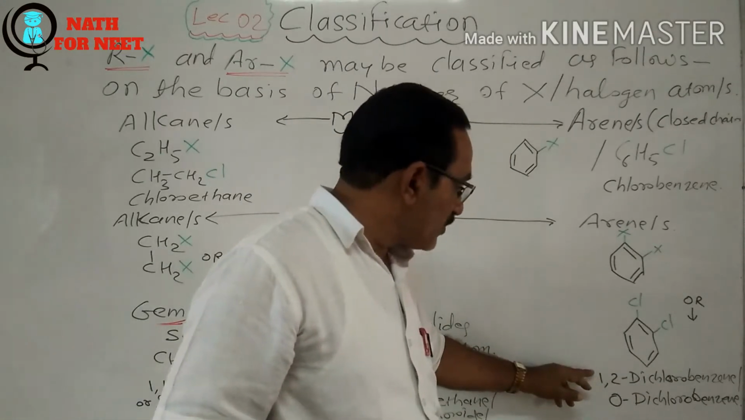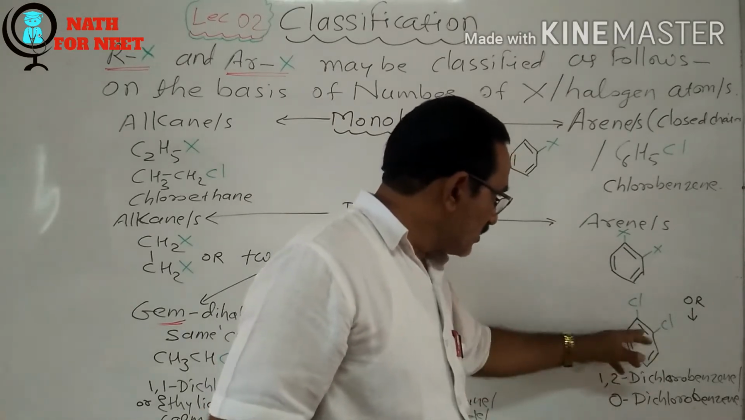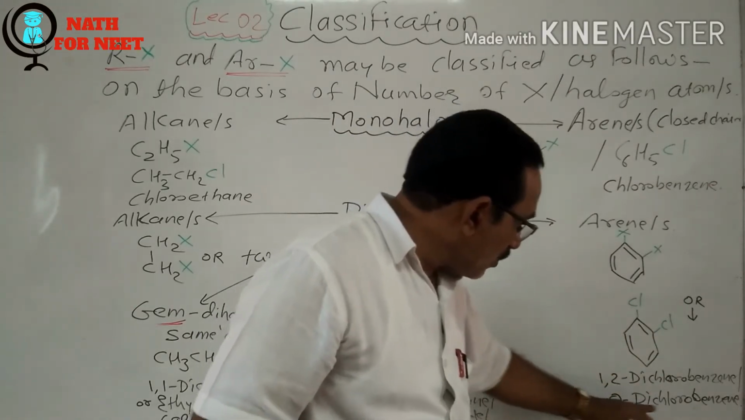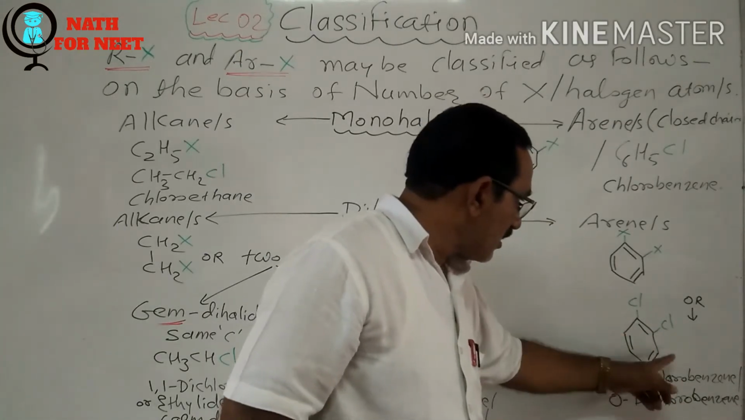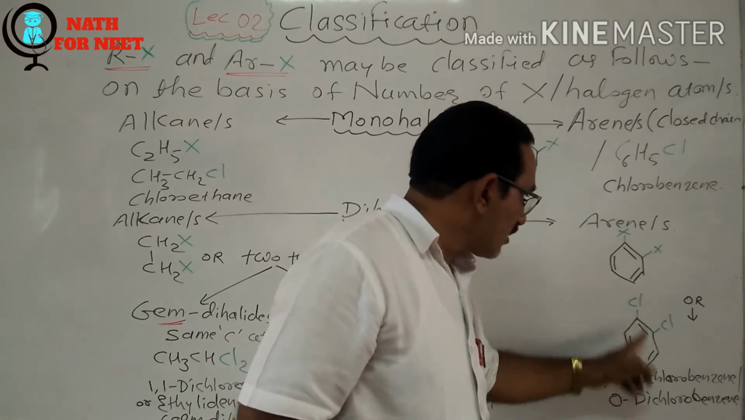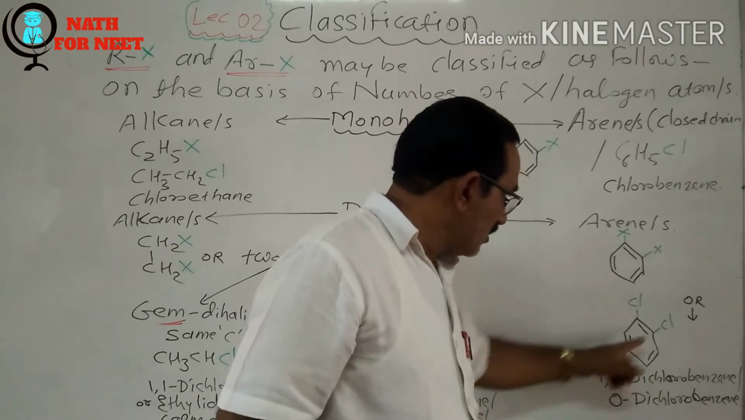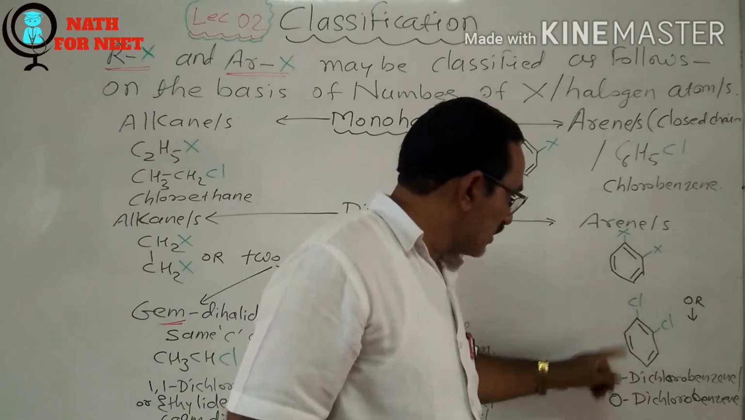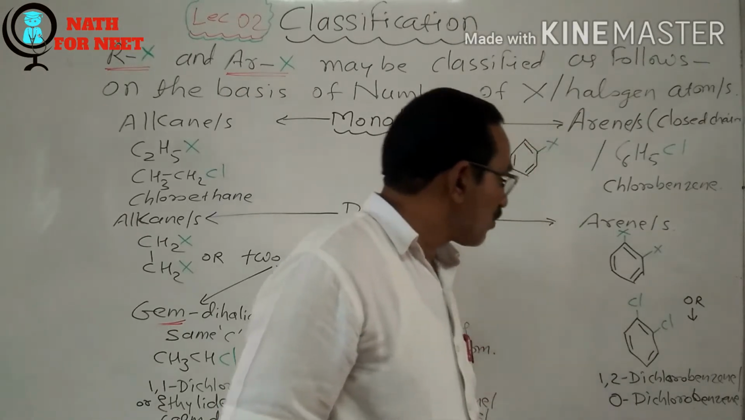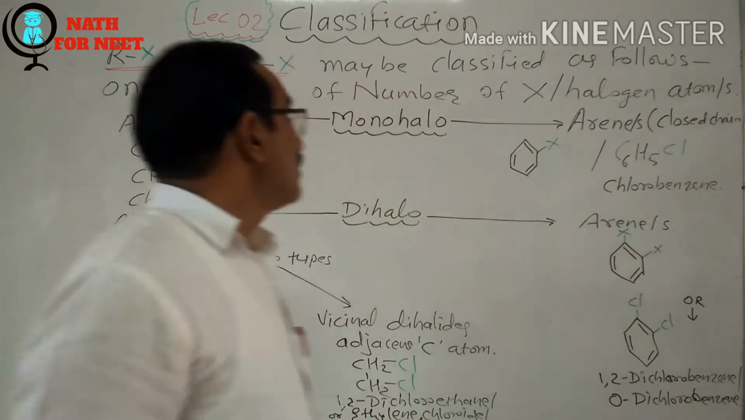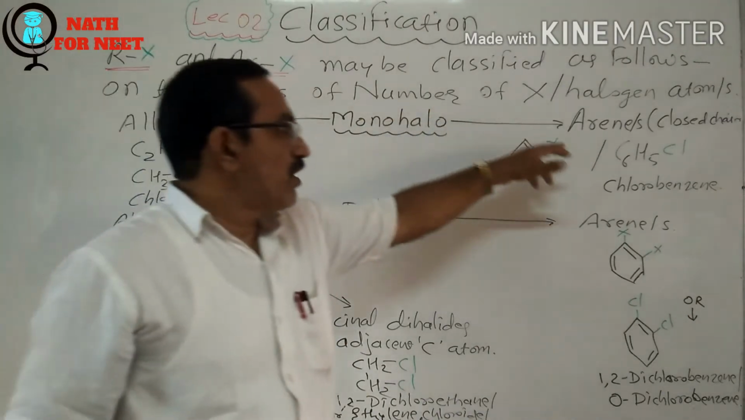So this is the IUPAC name. On the basis of the position of the halogen atoms, this compound is also known as ortho-dichlorobenzene. These are the ortho positions, these are the meta positions, and these are the para positions. You already know this. So here, as the halogen atoms are attached at the ortho positions, this compound is also known as ortho-dichlorobenzene.